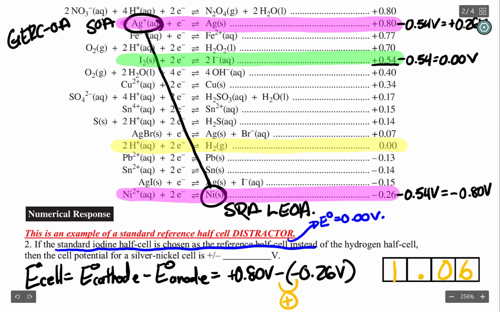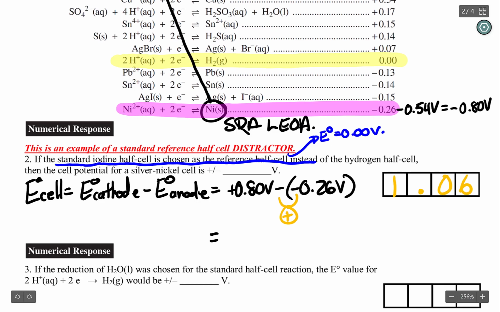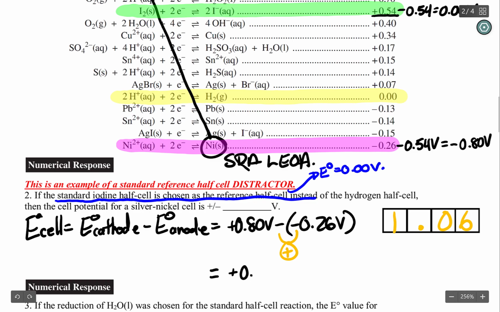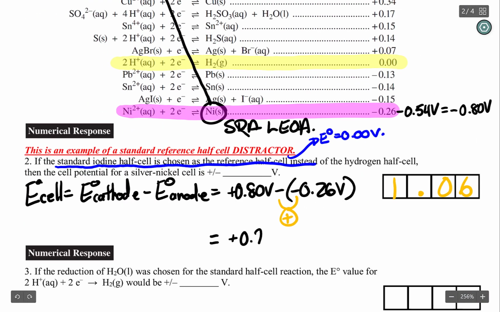So let's have a look. If I have my cathode at positive 0.26 volts, and I subtract away from it a negative 0.80 volts, the negative is going to become a positive, and again I'm going to end up with a positive 1.06 volts.